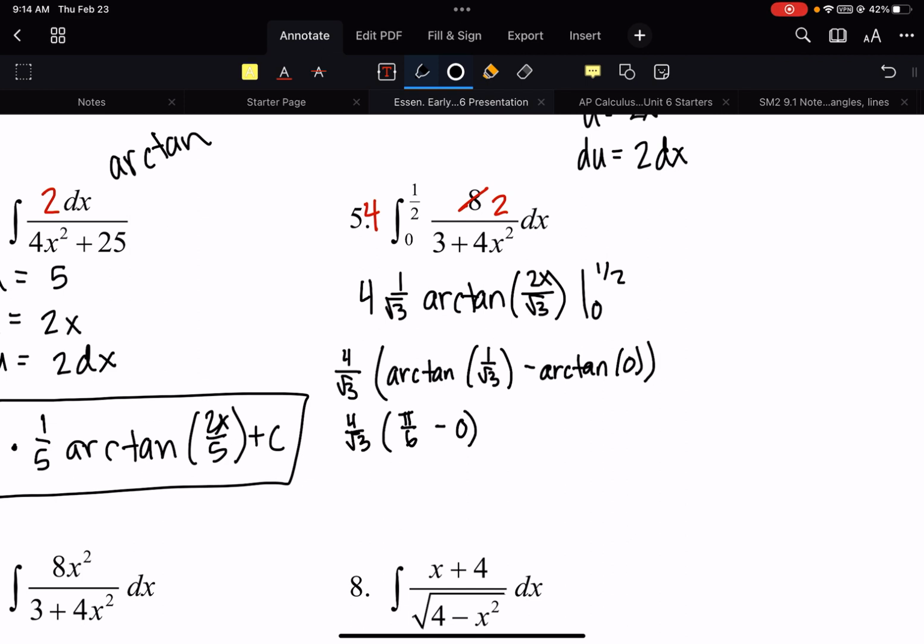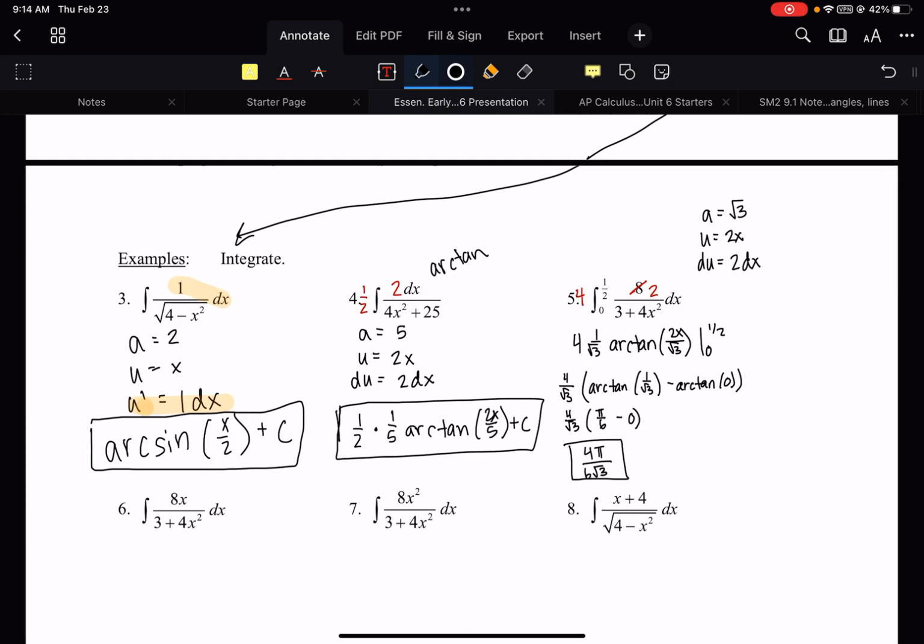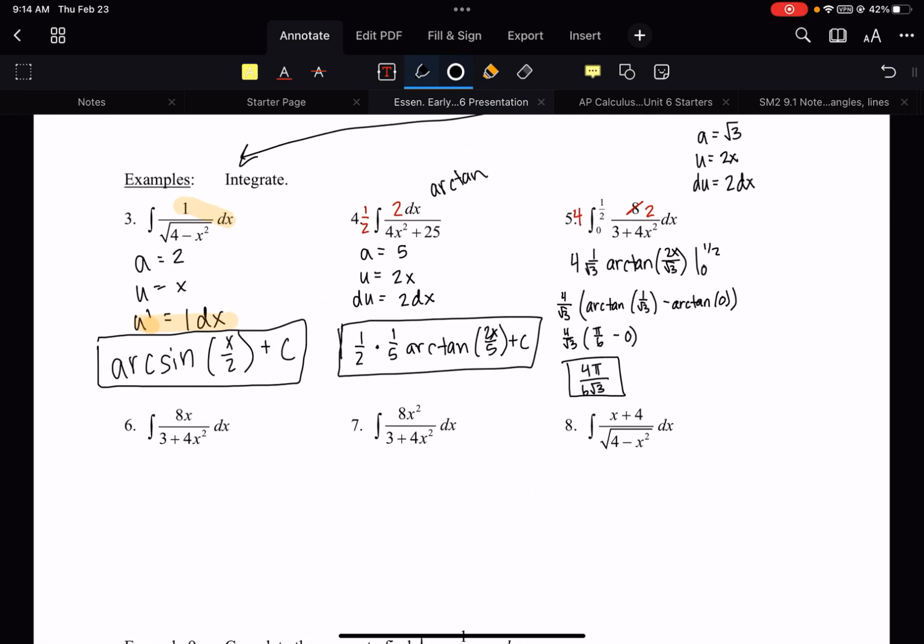So then this would be my final answer. If you wanted to rewrite it as 4 pi over 6 root 3, you could. But that's going to be my final answer. Okay. All right, let's do some more.